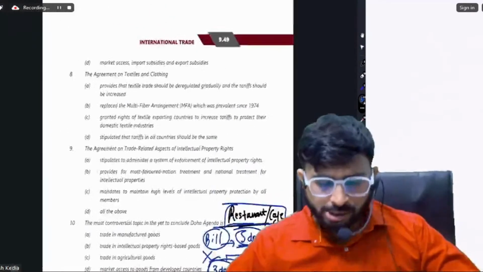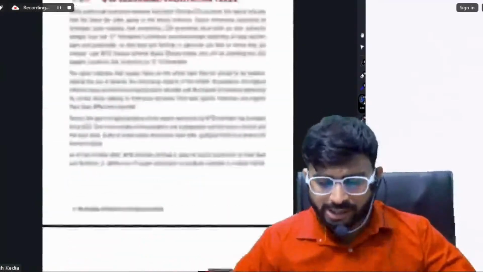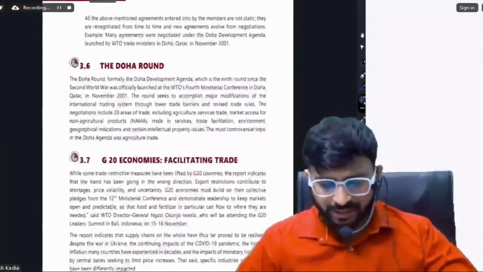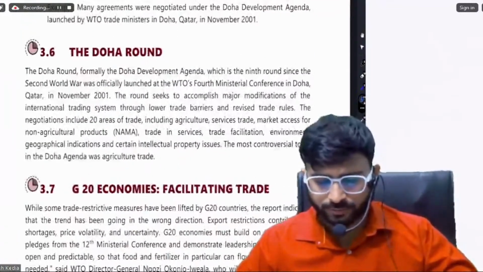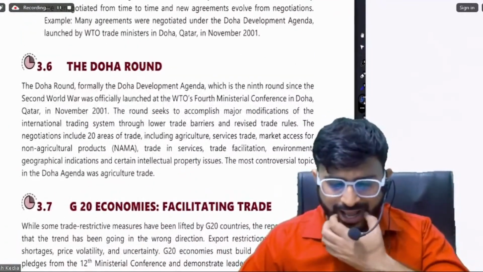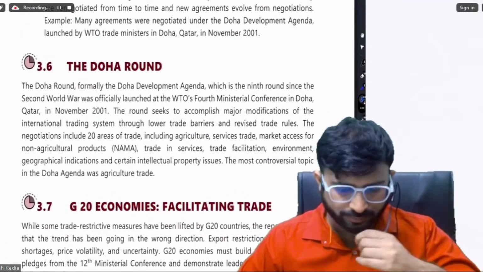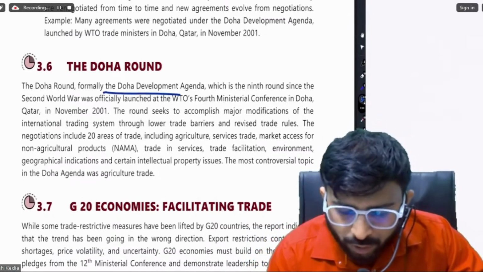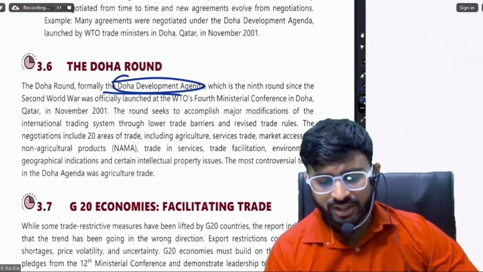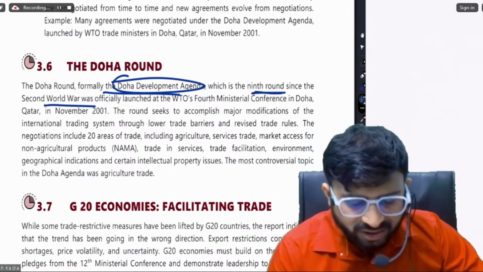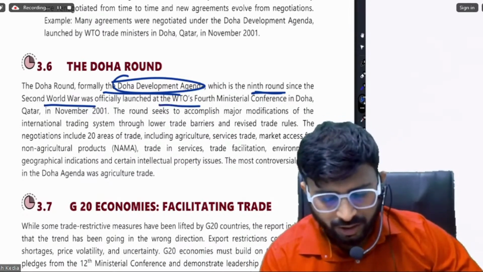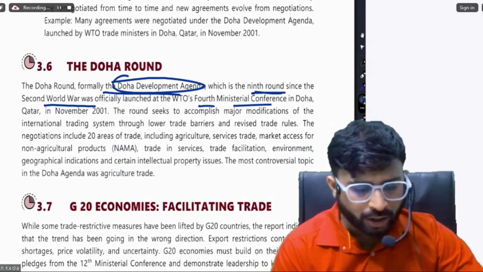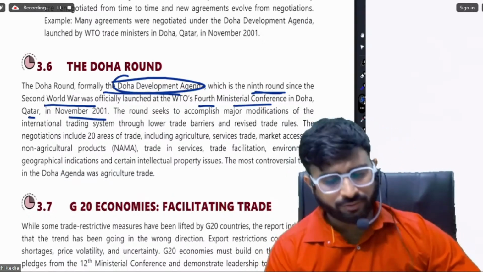All right, sir. So now let's move to the remaining small part. First, let me tell you about the Doha round. The Doha round is basically the Doha Development Agenda, which is the ninth round since the Second World War, officially launched at the WTO's fourth ministerial conference in Doha, Qatar in November 2001.